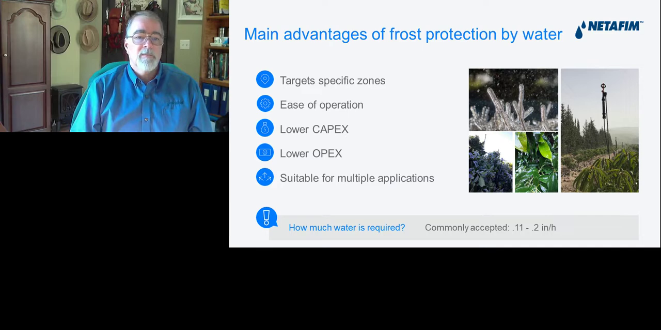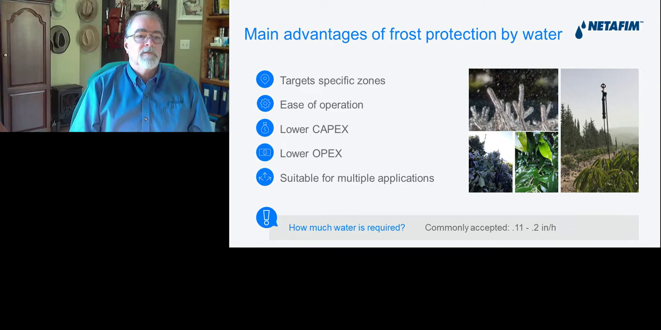So again, at the bottom of this slide, it mentions commonly accepted precipitation rates. Those are localized right there at the tree, depending on the crop and depending on where you are, somewhere between 0.1 and 0.2 inches per hour. I typically will shoot for that 0.2 in most areas of the Southeast. There are some crops I'll go into the lower numbers, typically it's strawberries. But when it comes to citrus, I like to shoot for that 0.2.